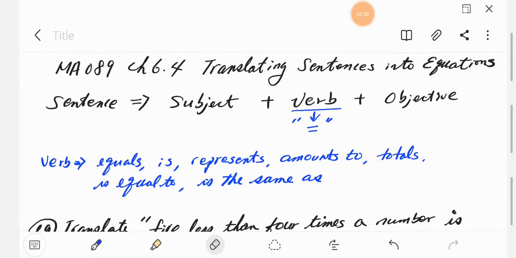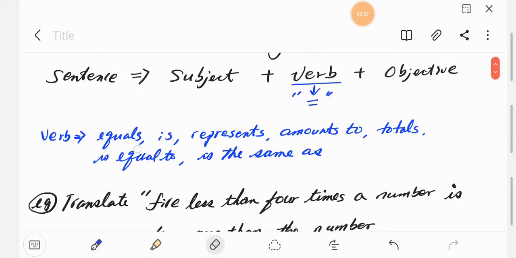The subject will be the mathematical expression on the left side of the equation, because the verb will be the equal sign, and the objectives will be the right side of the equation. So if the verb is equals, is, represents, amounts to, totals, is equal to, is the same as, then replace this verb with an equal sign.